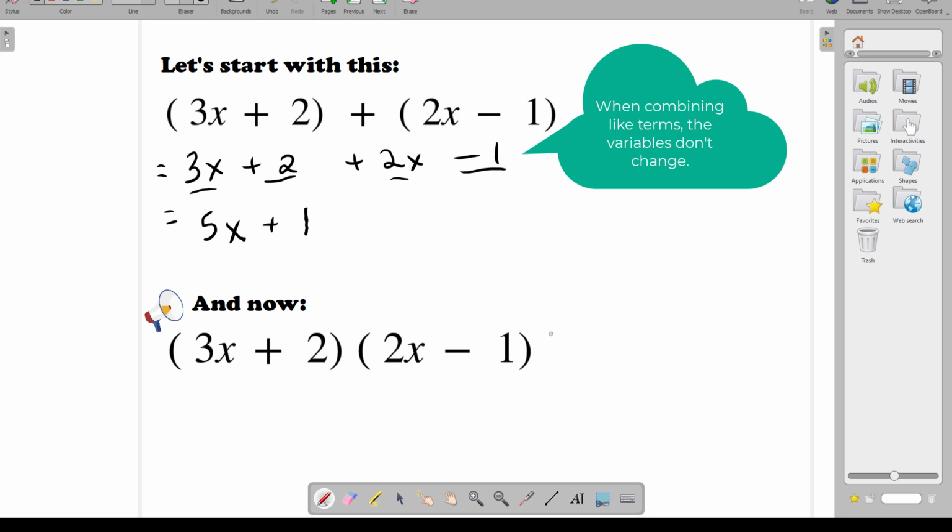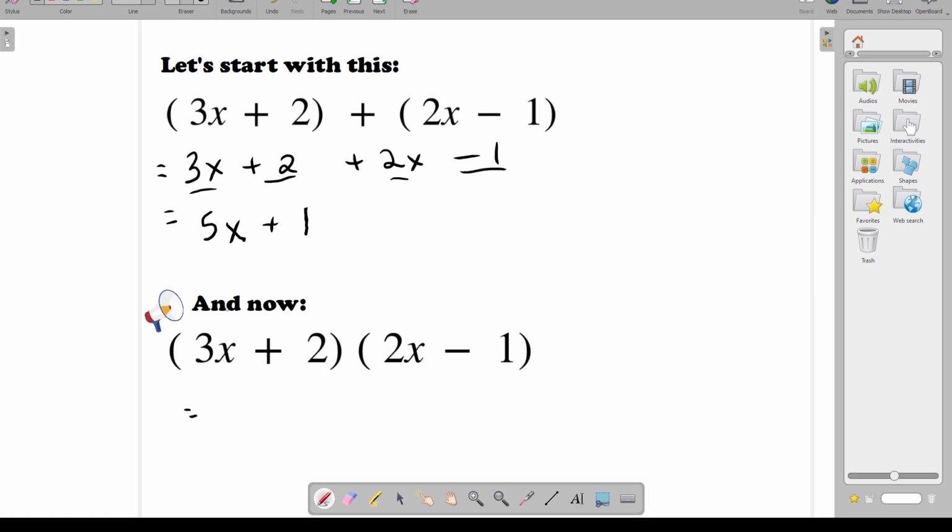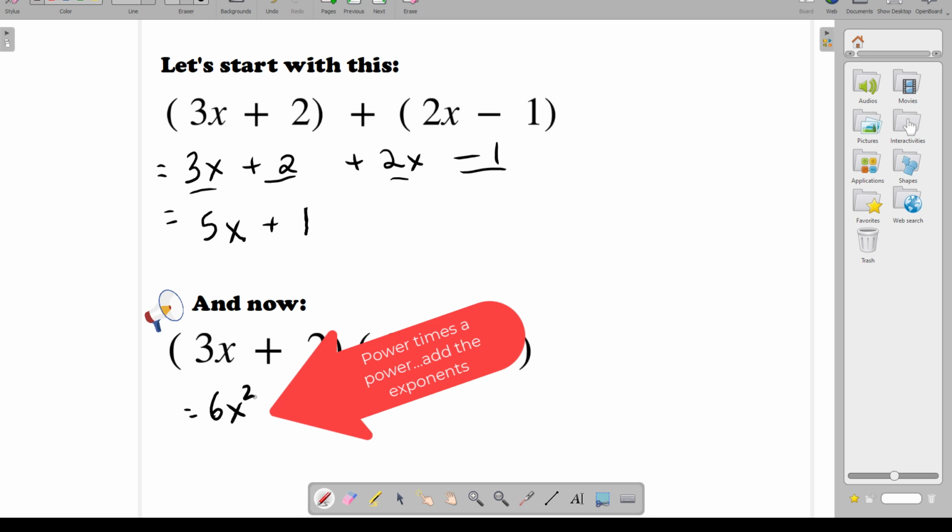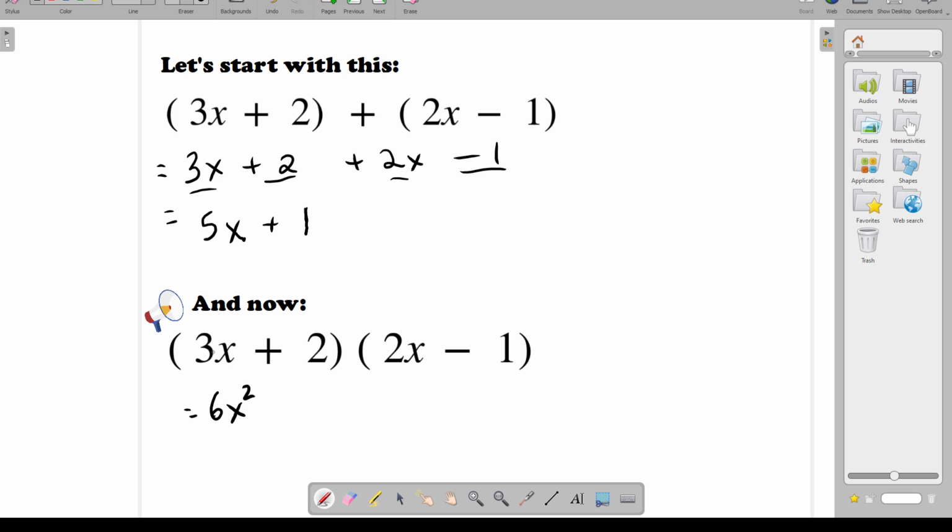But now if we take those same two expressions and we multiply, we're going to take the 3x and distribute it over the 2x and the negative 1. When we multiply 3x by 2x, we get 6x squared because we are multiplying power times a power, we add the exponents. 3x times negative 1 is negative 3x. 2 times 2x is 4x. And positive 2 times negative 1 is negative 2.